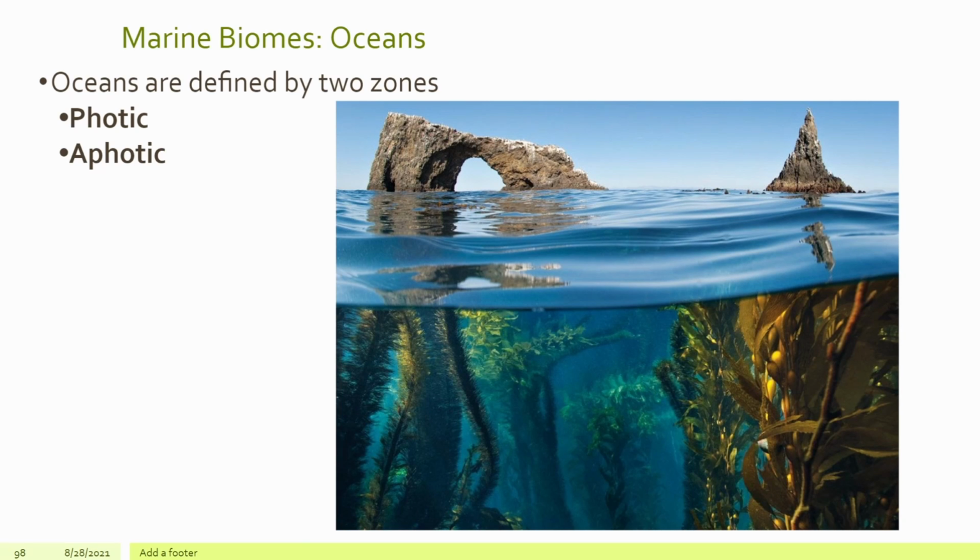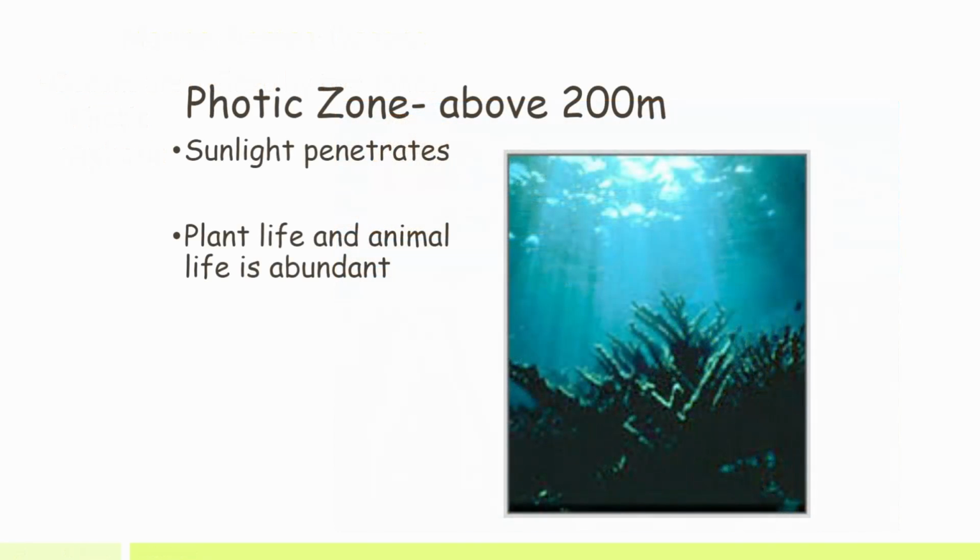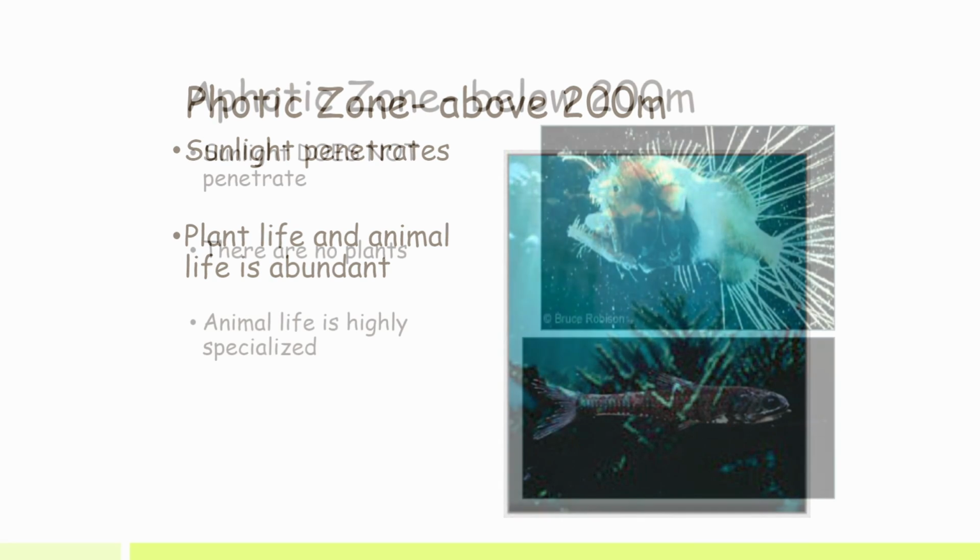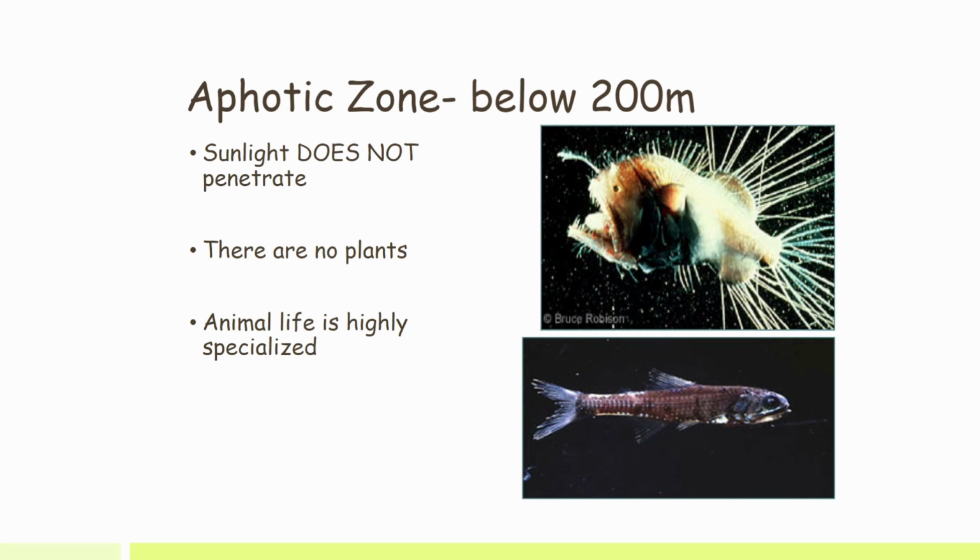So in a marine biome, like oceans, there are areas that are defined by how much sunlight they get, photic and aphotic. The photic zone is above 200 meters, and this is the area where sunlight penetrates the water, and plant and animal life is very abundant. The aphotic zone is below 200 meters, so sunlight does not penetrate, so there's no plants, and animal life is highly specialized. We can look at some of the weird creatures you might find in the aphotic zone, like the anglerfish up top.